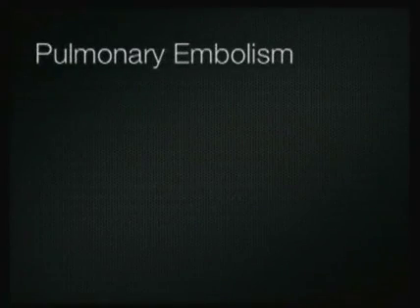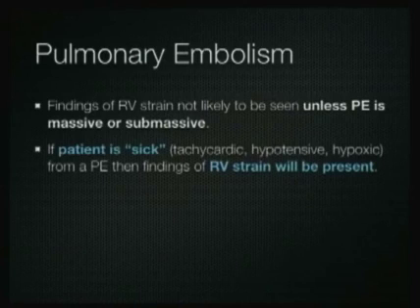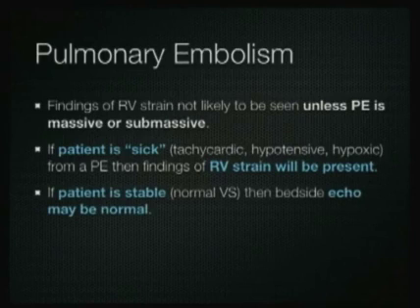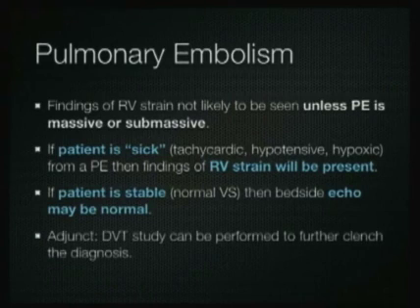So the way I think about it is, if your patient is sick, tachycardic, hypotensive, and hypoxic from a pulmonary embolism, then findings of RV strain will be present, or highly likely to be present. If your patient is stable, and you suspect pulmonary embolism because the patient has some pleuritic chest pain or something else, then bedside echo would likely be normal, and you can't really rule it out with this. And then, of course, as an adjunct, you can always do a DVT study at the bedside to give yourself additional data points and potentially rule in the diagnosis if you find a DVT.